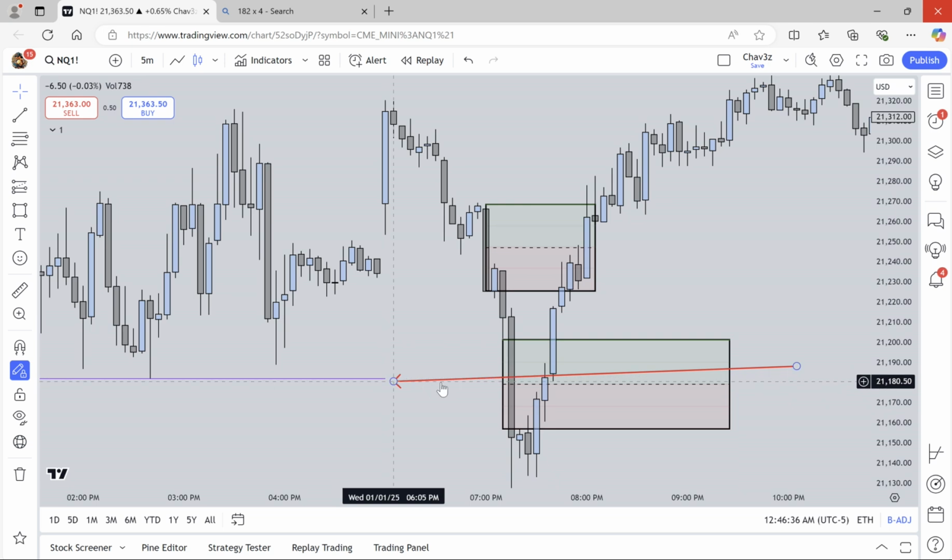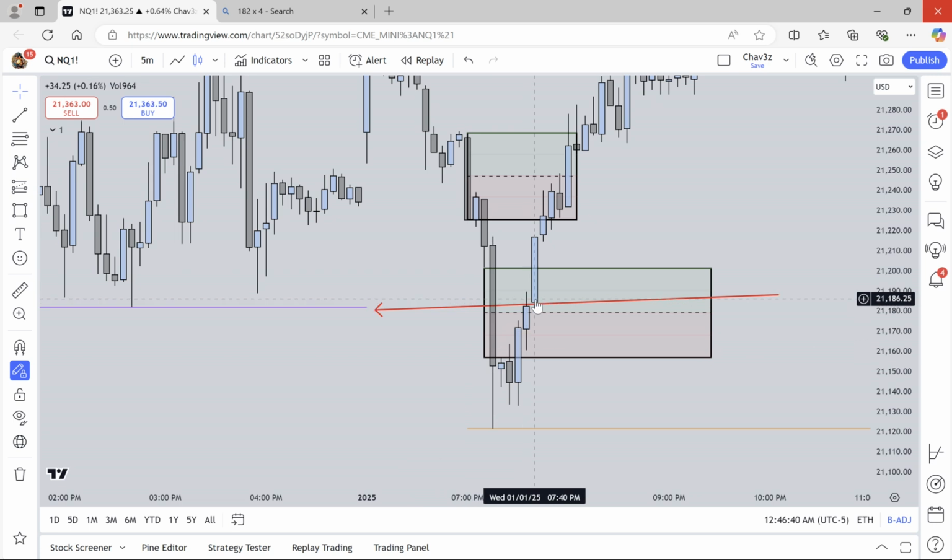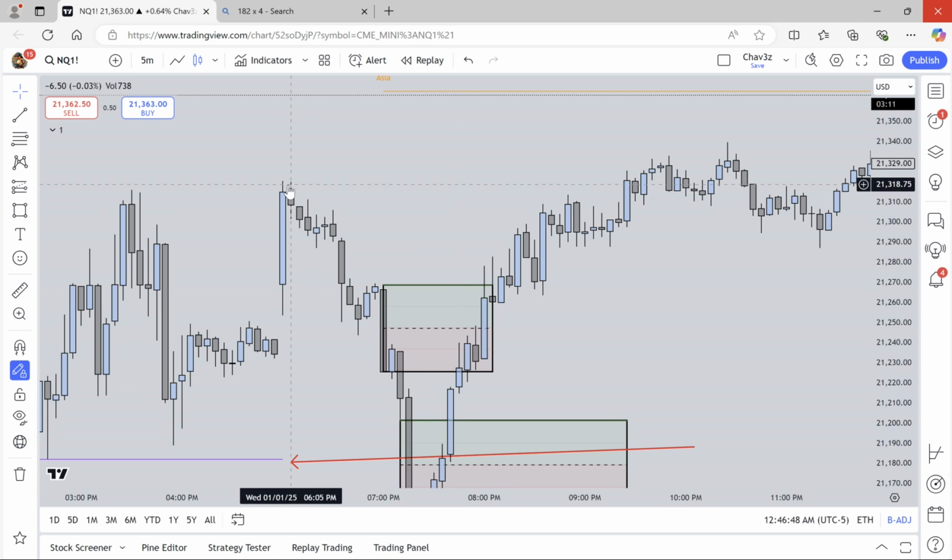So then we dropped and we created this big displacement candle, which was taking out the key level of previous day low. We displaced, traded back into the range, failed to break below and continue the displacement. So we reversed and we gave the whole down move back as an up move.